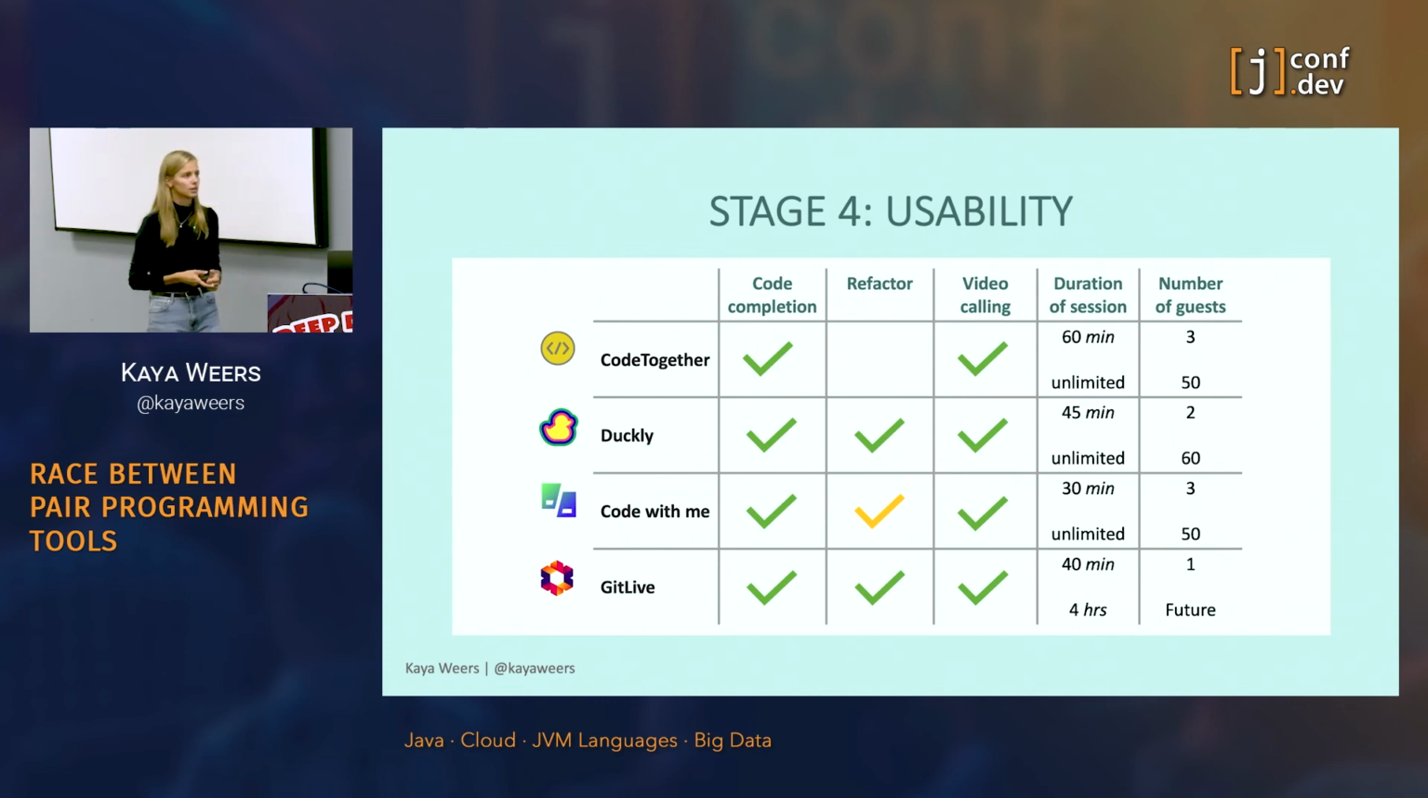And the duration will go from 30 minutes for Code With Me till 60 in the free version. And if you want it longer, you can have nearly all day. And the number of guests also differs a lot. In the free version, you have 1, 2, 3. And then you have a lot of guests in the paid version. Like, I have no clue why you would have 60 participants in a pair programming session. But yeah, if you want to, you can.